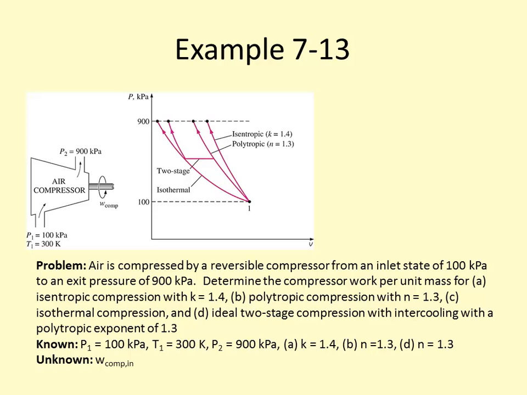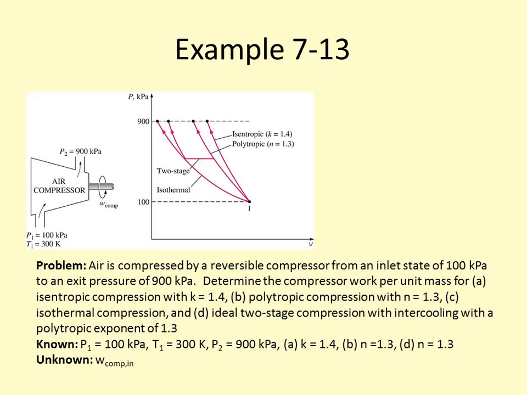So if we plug in the numbers for that, k is equal to 1.4, R is 0.2870 kilojoules per kilogram Kelvin. T1 is 300 Kelvin. It's on the picture. Okay, so 300 Kelvin. It's important to use absolute temperature units.